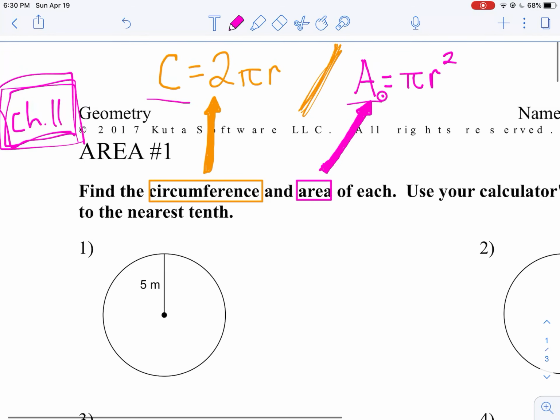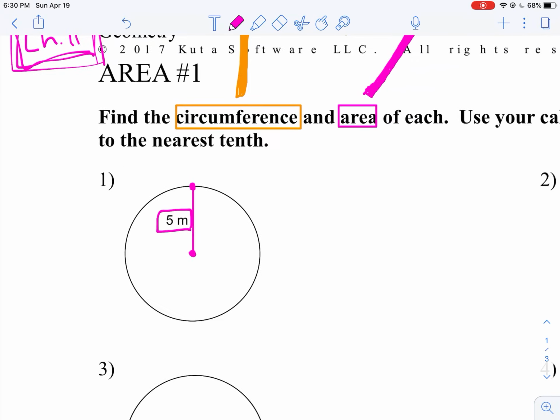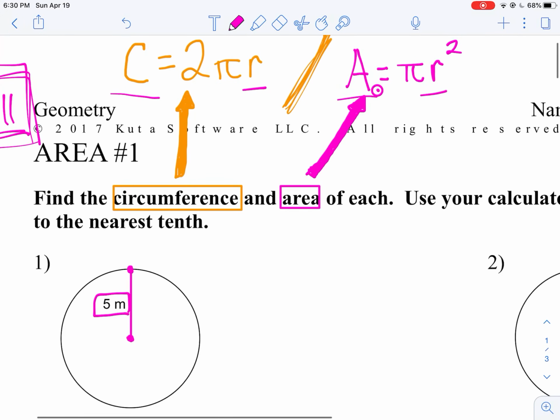So let's start. First, let me talk about what a radius is. Again, we covered this when we started circles, but a radius is a segment that has endpoints in the center of the circle and on the circumference of the circle. So a straight segment, there you go, that has endpoints in the center and on the circumference is a radius. So for number 1, the radius is 5.